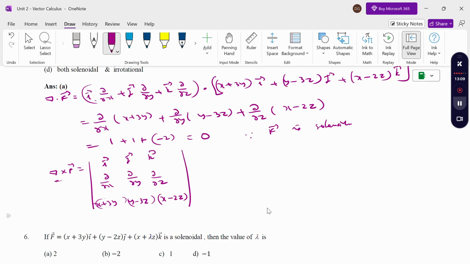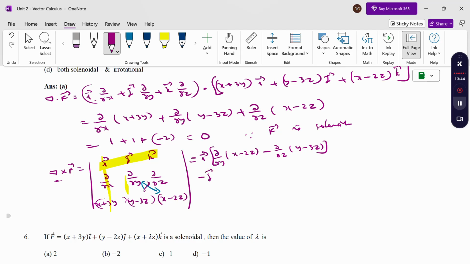Then this is a determinant. Now i vector, leave this column and row. So now this is a determinant to calculate. How to calculate this term: ∂/∂y of (x − 2z) minus, next, this term multiplication, ∂/∂z of (y − 3z). This is the first term, and then minus, next to minus term, this is a minus j vector.